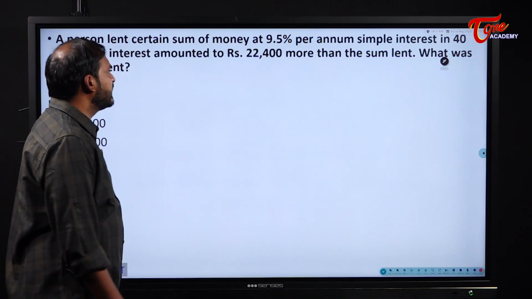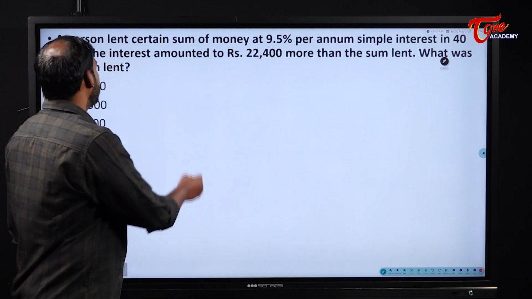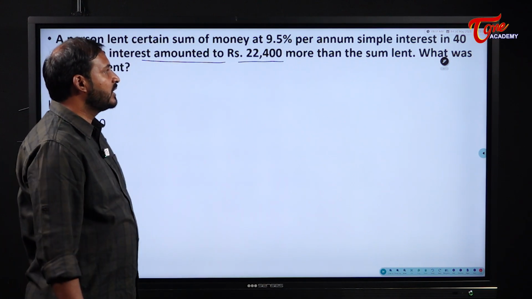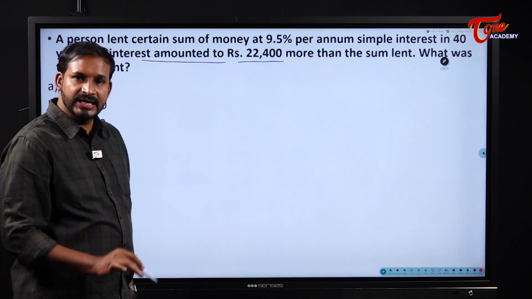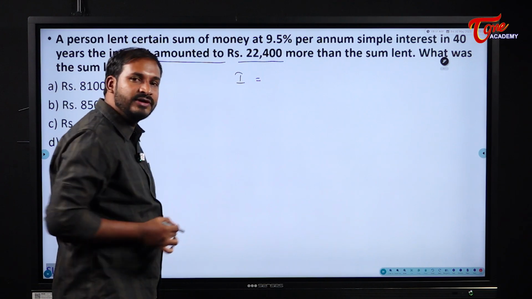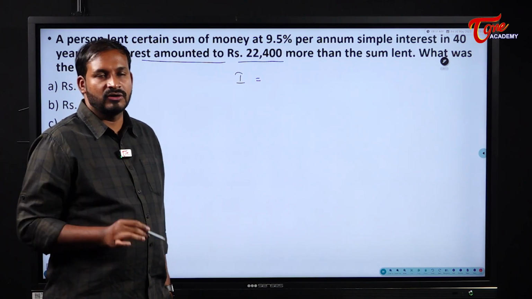A person lent a certain sum of money at 9.5% per annum simple interest for 40 years and the interest amounted to 22,400 more than the sum he lent. Same concept. That means what is it? Interest is equal to, please pause the video and try to solve it, students. Everyone make a try. Pause the video and try to solve it.